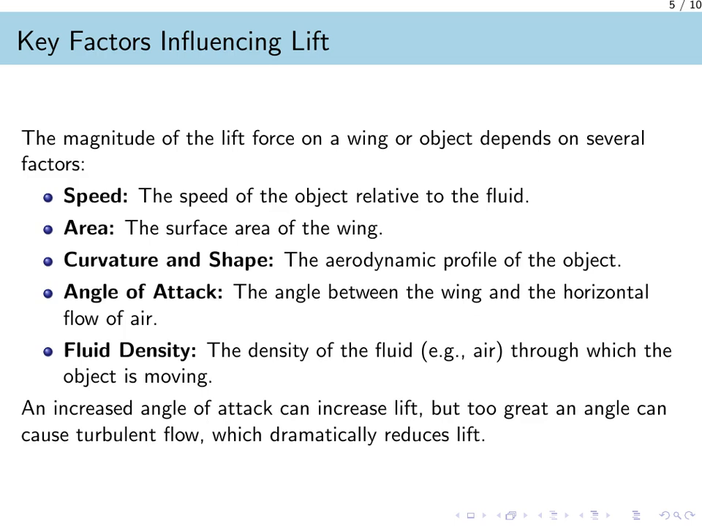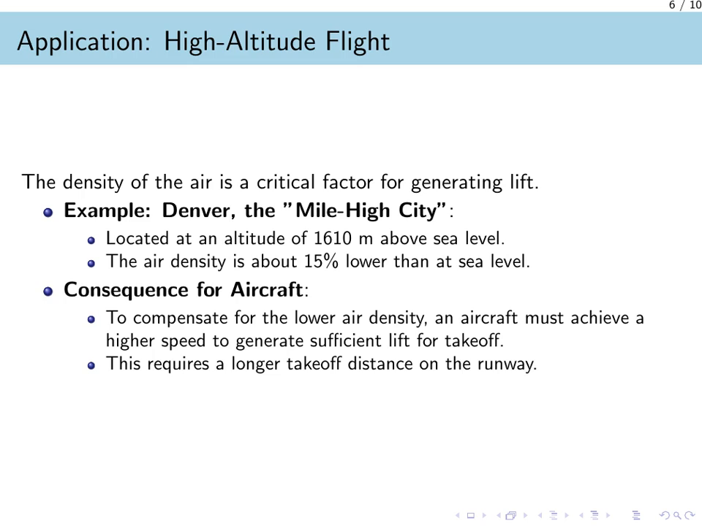Finally, lift depends on the density of the fluid itself. For example, an airplane generates more lift in the denser air found at sea level compared to the thinner air at high altitudes. However, if the angle of attack becomes too large, the smooth airflow can become turbulent, causing a sudden and dangerous loss of lift known as a stall. In summary, the amount of lift is a dynamic quantity determined by speed, area, shape, angle of attack, and fluid density. Let us connect our physics principles to a practical aviation challenge.